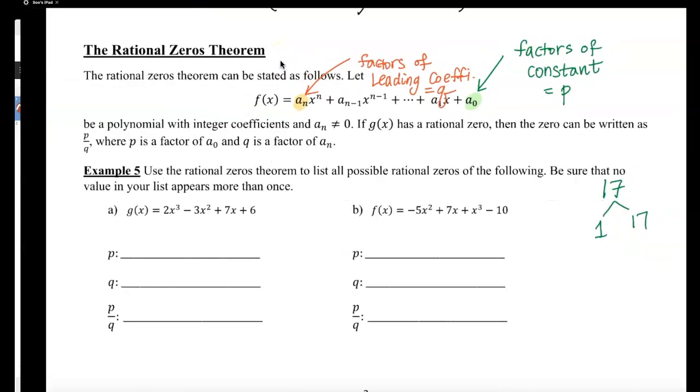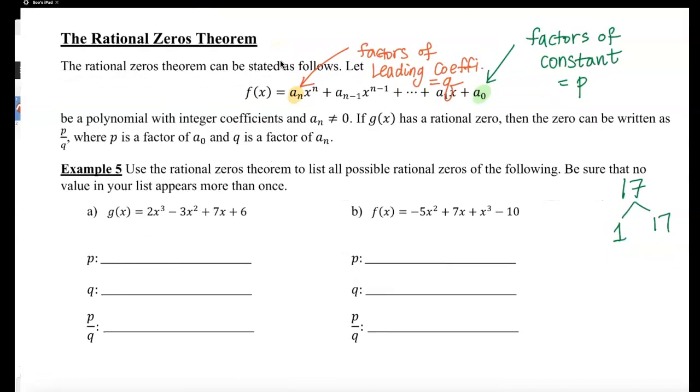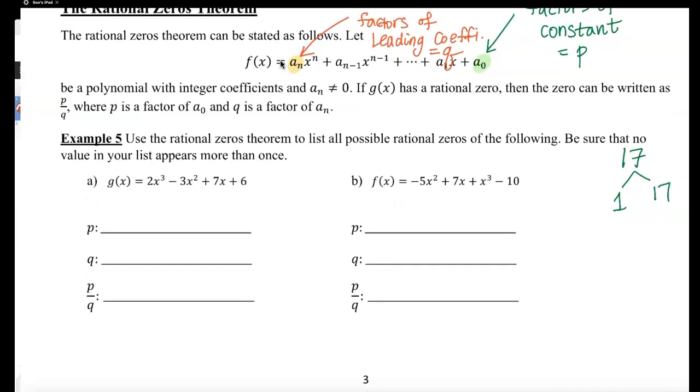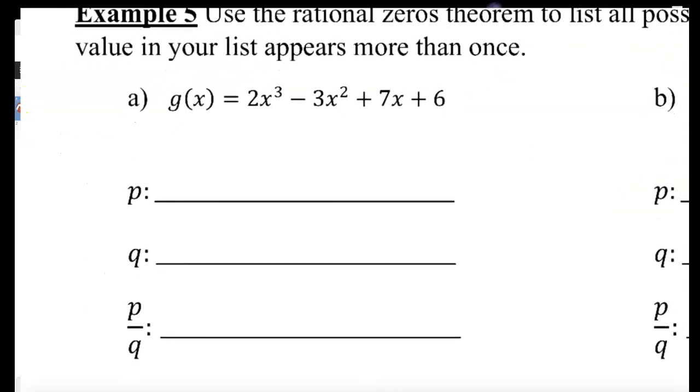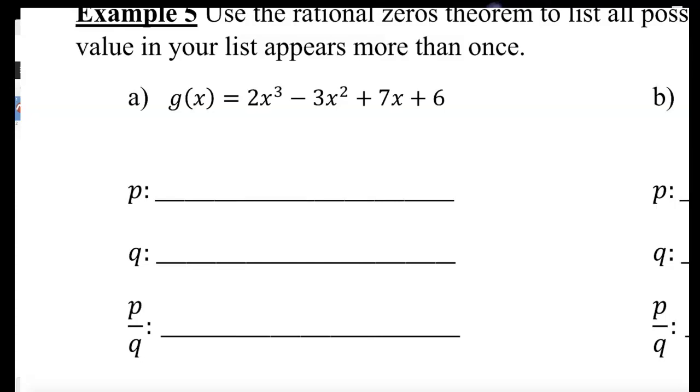All right, so let's start with some examples. Example 5 says, use the rational zeros theorem to list all possible rational zeros of the following. Be sure that no value in your list appears more than once. So if anything repeats, we're just going to write it down once. Like I said, there are only two numbers that you care about in a polynomial when you're using this method. The number that you care about is the constant, 6. So P's are all the numbers that divide 6 evenly. So what numbers divide 6 evenly?